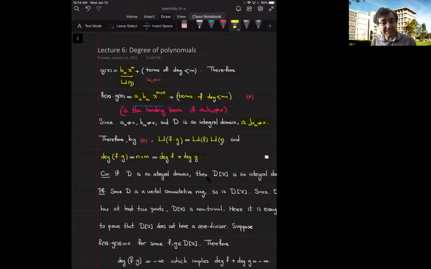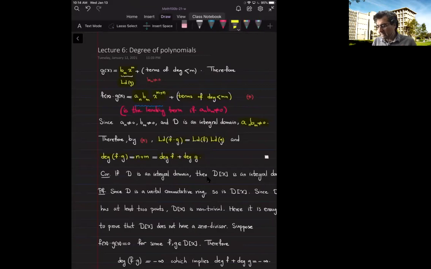Okay, so when D is an integral domain, then things go smoothly, and it's similar to what we already had for complex numbers, real numbers. The degree of a product is the same as the summation of degrees. It's a crucial equality. We are going to use it again and again.